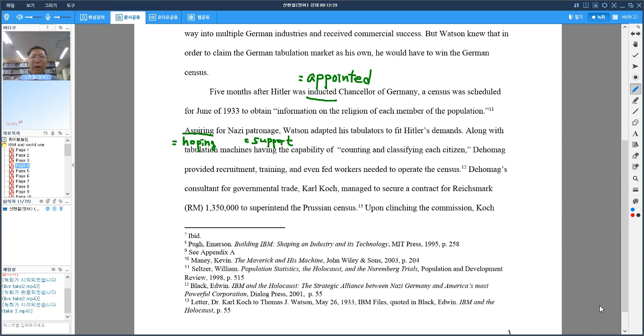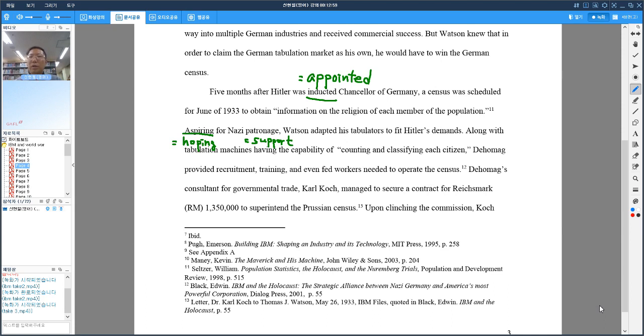He worked for the Hollerith company and was in charge of making a contract with the government, and he succeeded, making a contract with the government worth 1.3 million Deutschmark. That business was the Prussian census. Prussia is an area near Germany and France, so they started to count the Prussian population first. And Karl Koch won this project.